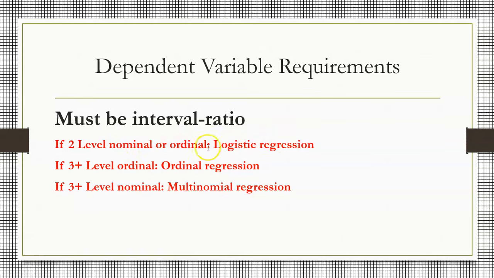If we have two-level, nominal, or ordinal, we do logistic regression. That basically means binary, something like your dependent variable is a yes, no. Maybe they succeeded at something or they failed at something. They graduated or didn't graduate. That would be an example of a binary or two-level nominal or ordinal variable. And if that was the case, we do something called logistic regression, which has some similarities to multiple linear regression, but is not the same.